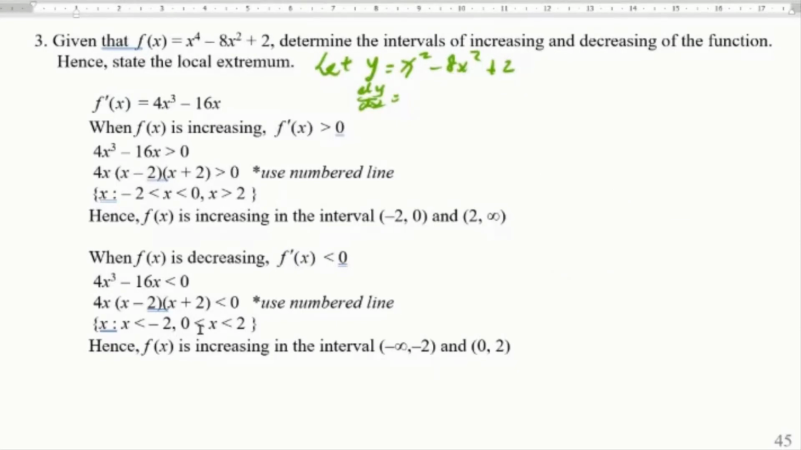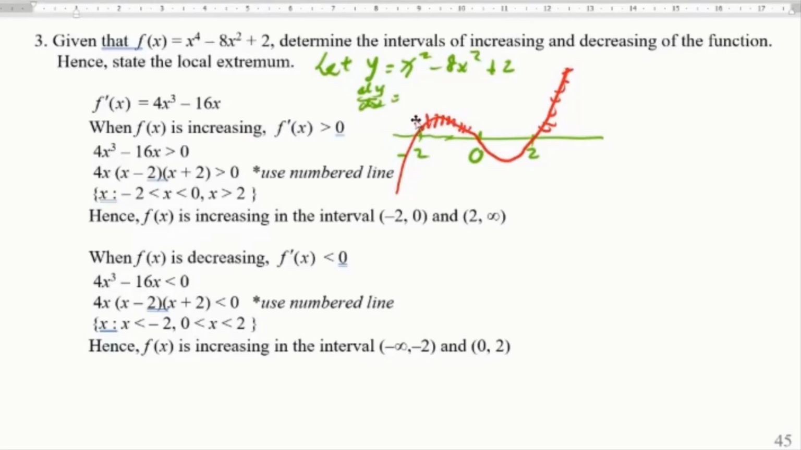How do you find the answer? This one will go back to the same one. You have 0, you have -2, 2. Since this is a positive function, your graph is like this. And we want greater than 0, so above the axis.